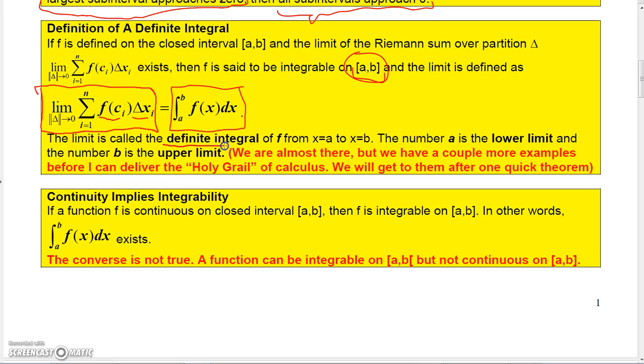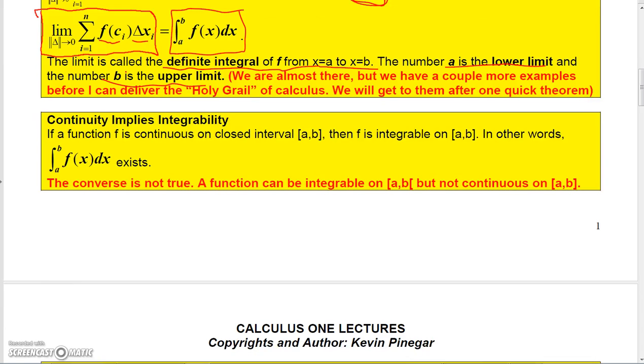And this limit is actually called the definite integral of f from x equal a to x equal b. The number a is the lower limit of the integral, and b is the upper limit, which you can see here. We've got a couple more examples before we can deliver to you the holy grail of calculus, but we'll get to them after a quick theorem here.